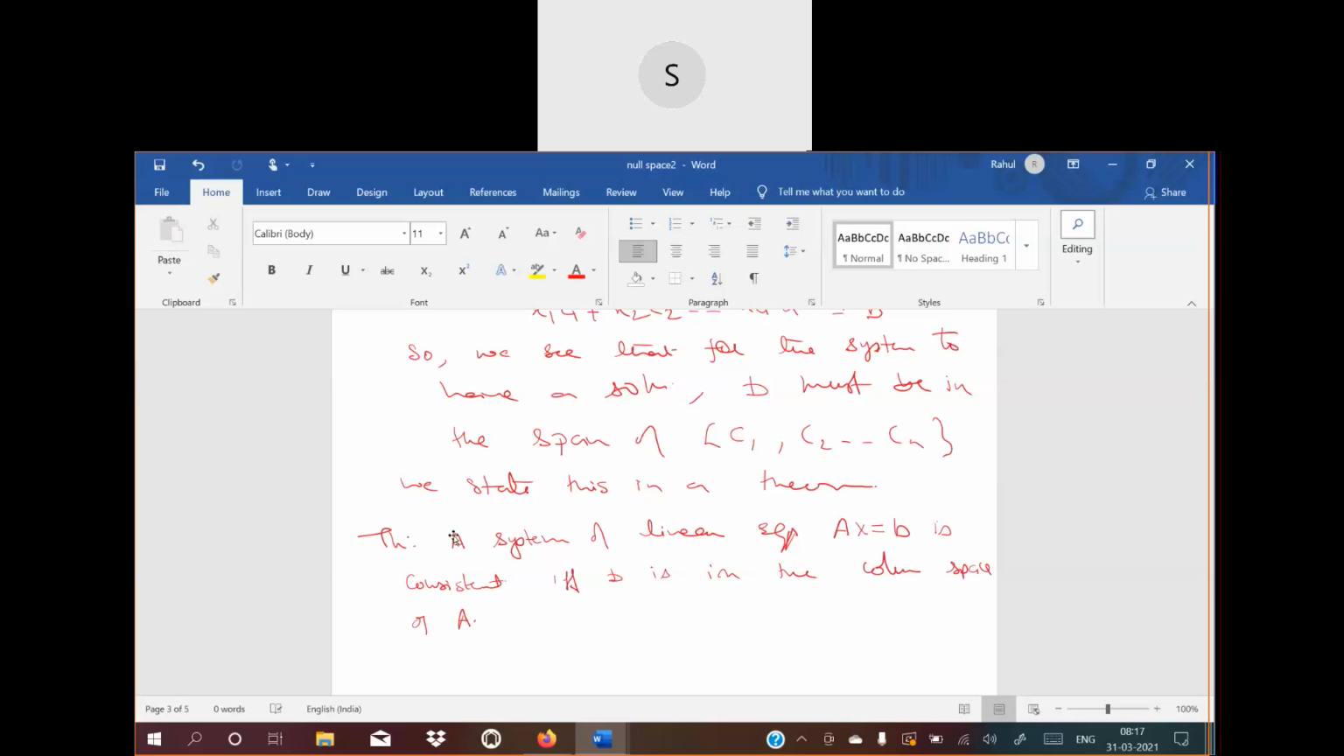It essentially means that a system of linear equations is consistent. Basically, even if we are doing column space or null space, we are trying to find the solution of the system of equations.